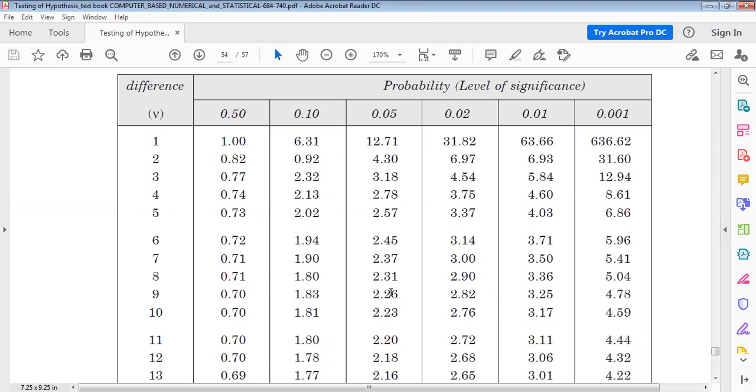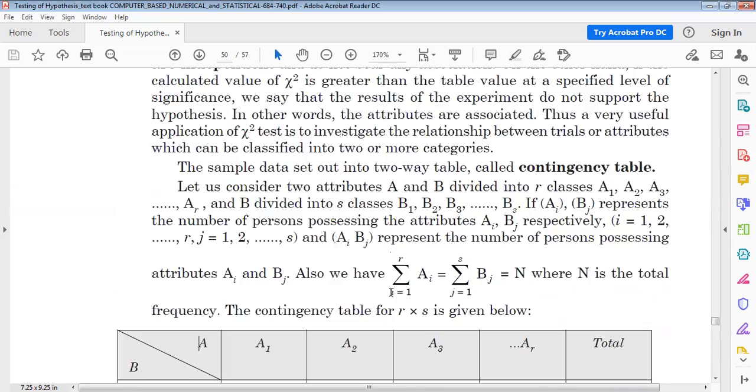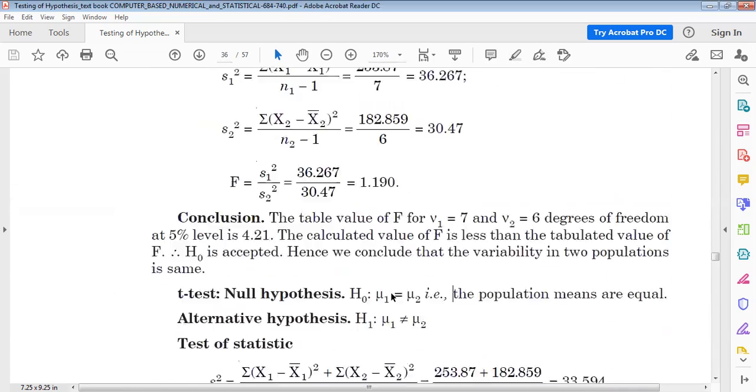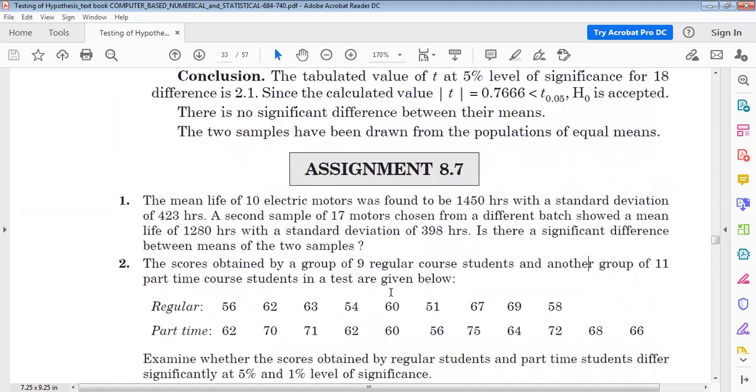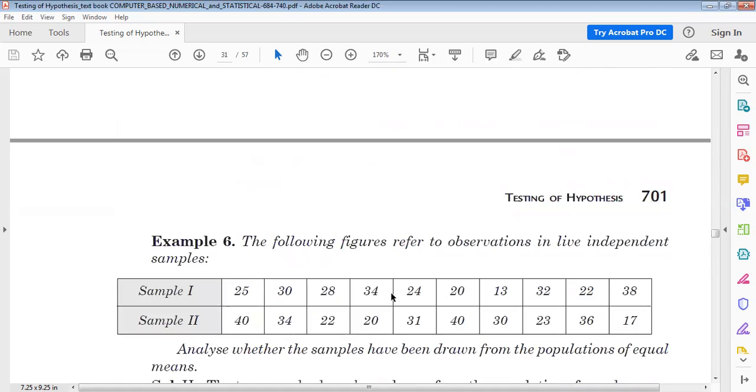Hello, understand? Yes, everybody? Sir. For degrees of freedom 9, we get these values. Understand?